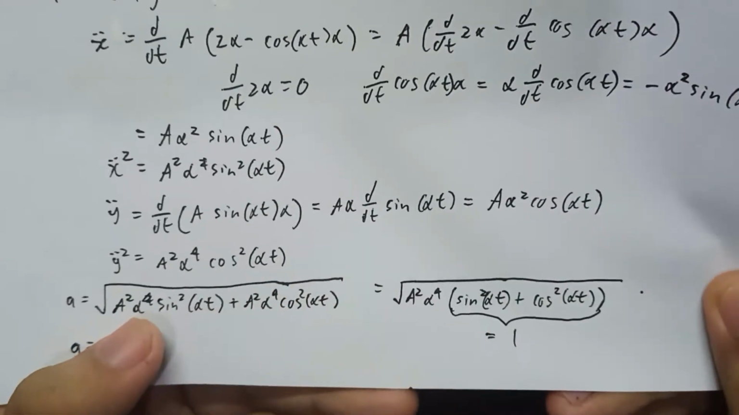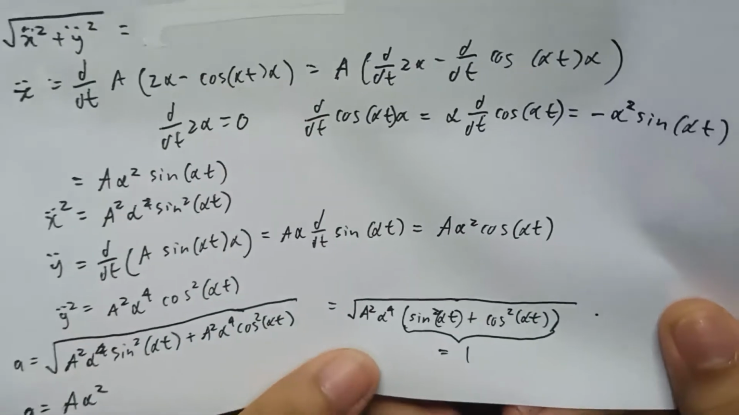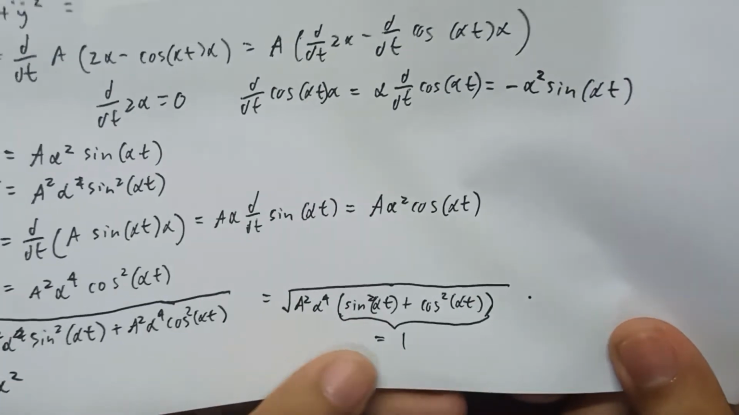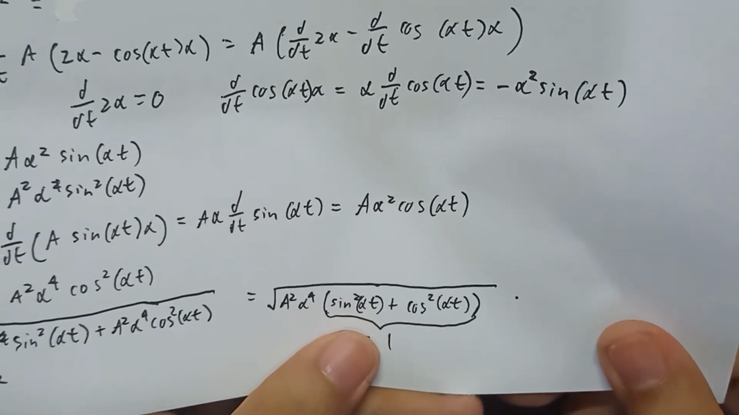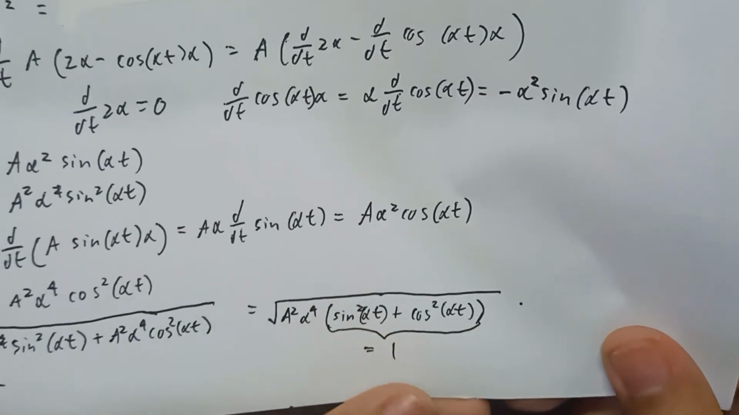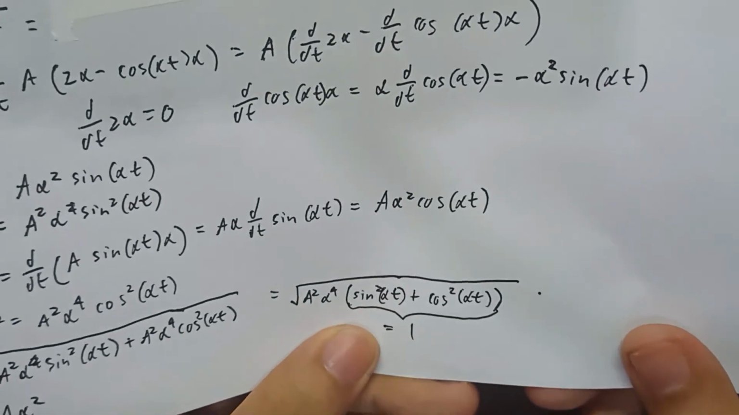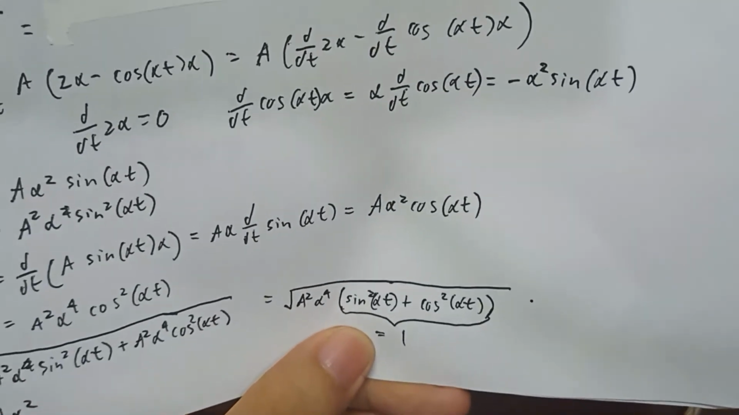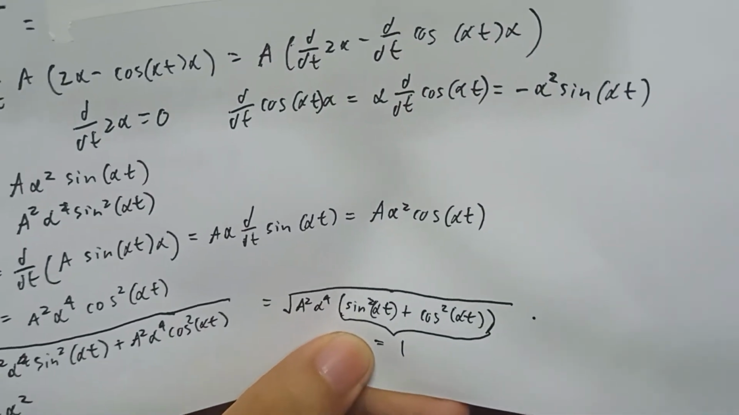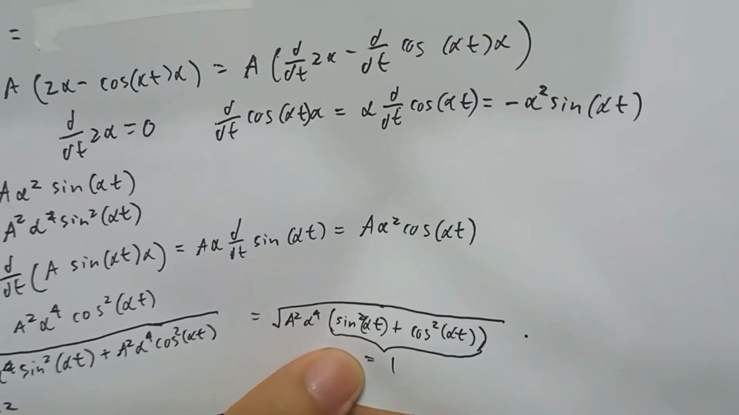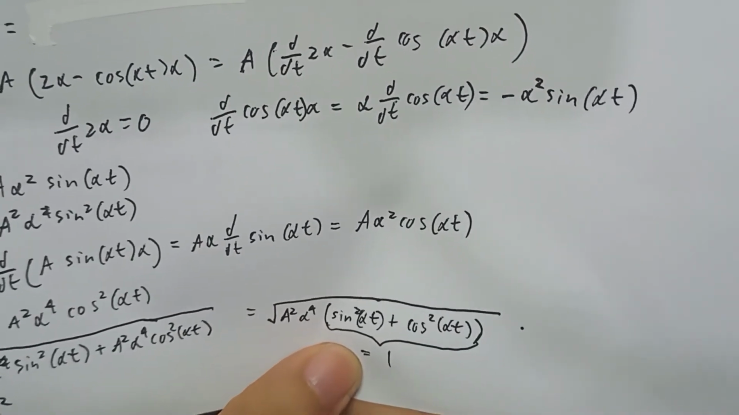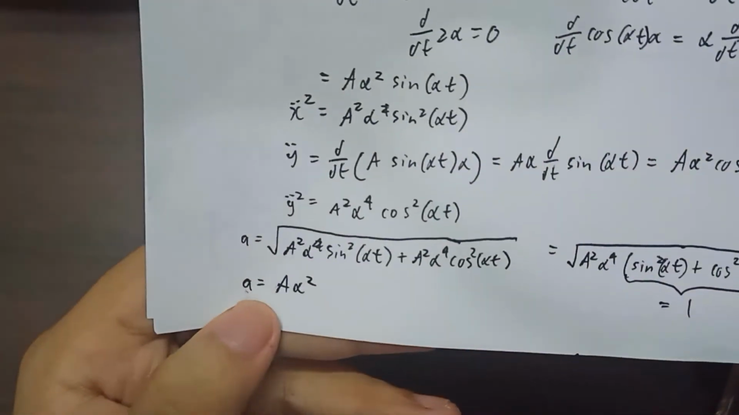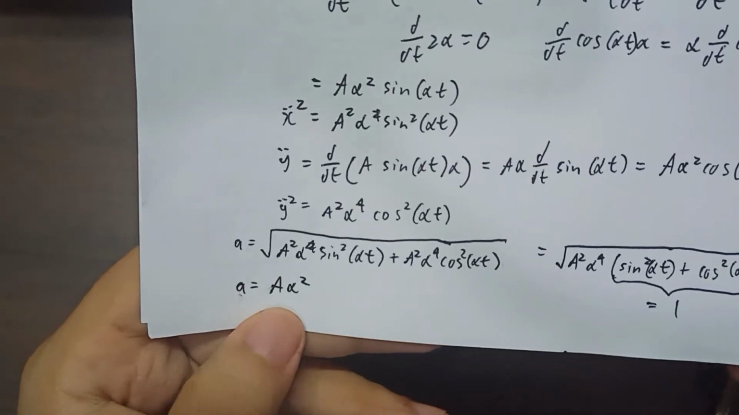We factor out a squared and alpha raised to the fourth, we get the square root of a squared alpha raised to the fourth times sine squared of alpha t plus cosine squared of alpha t. And we know the trigonometric identity that sine squared theta plus cosine squared theta is equal to 1. We can conclude that sine squared of alpha t plus cosine squared of alpha t is equal to 1. We now get the acceleration, which is a alpha squared.